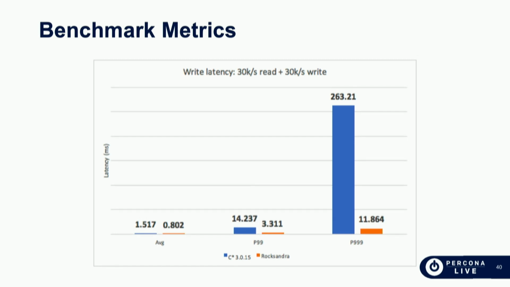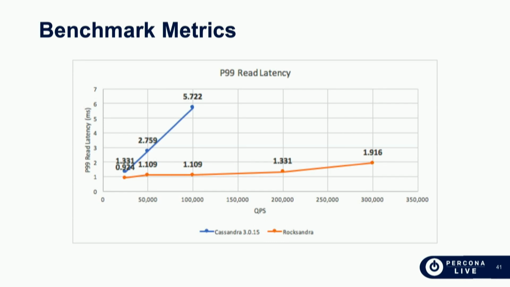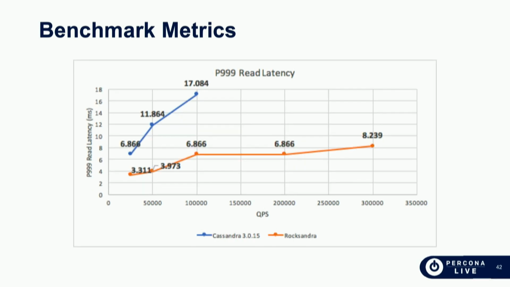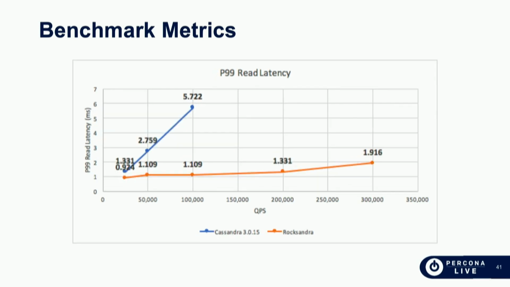And similarly, this is the graph for write latency. RocksDB can provide 4 times lower average write latency and about 25 times lower P99 write latency. We also tested a read-only workload. This graph shows the relationship between the P99 read latency and the throughput. As you can see, RocksDB can provide much higher read throughput with more consistent P99 read latency.